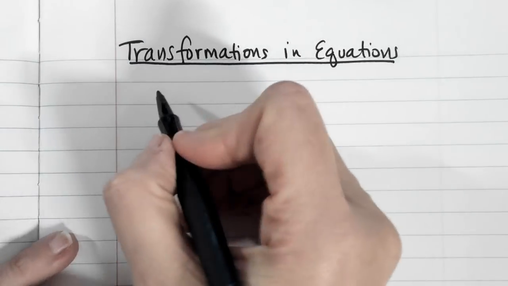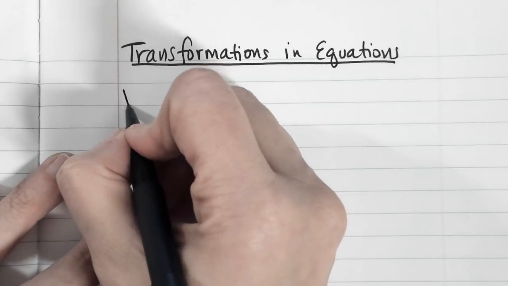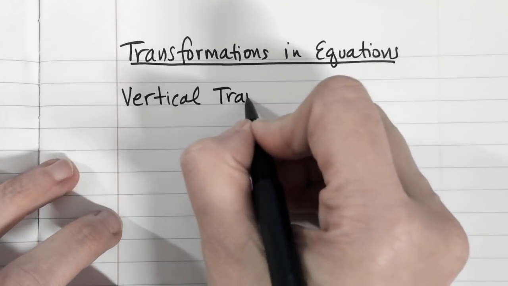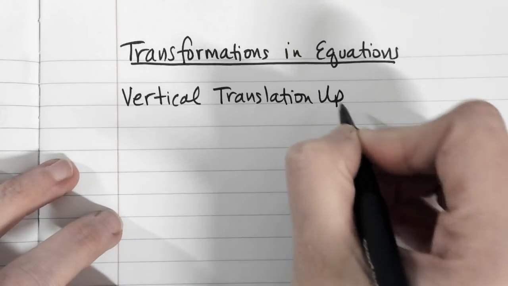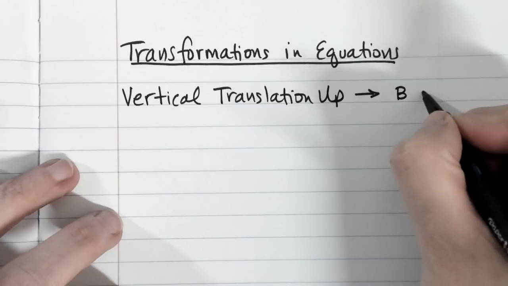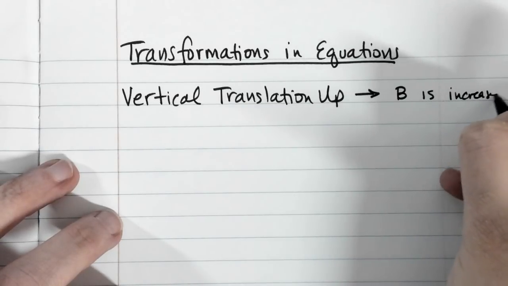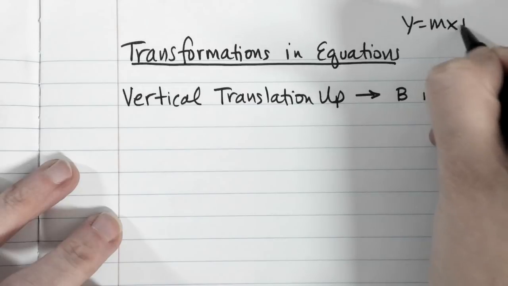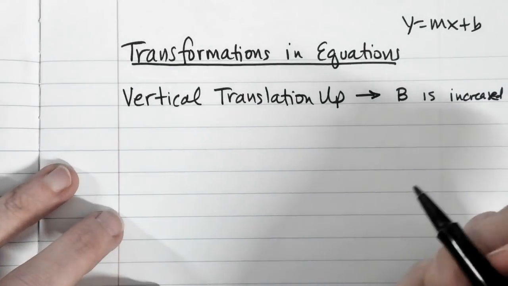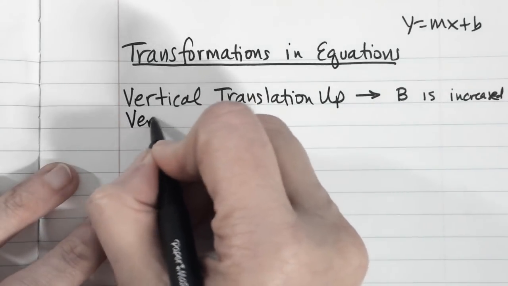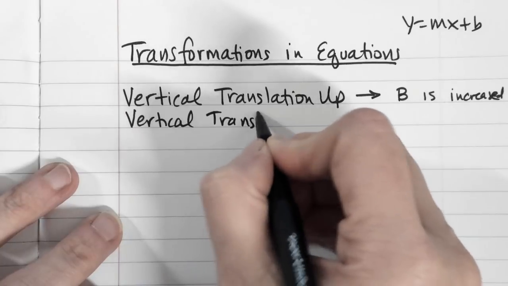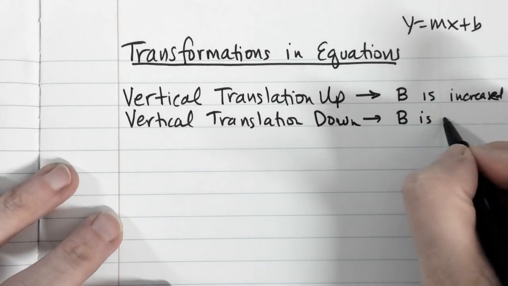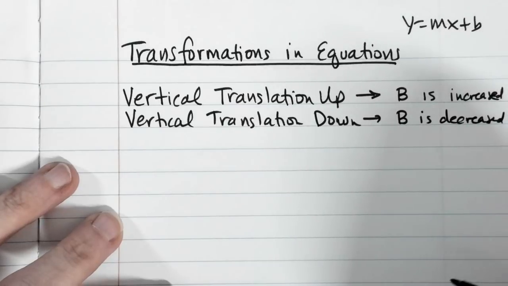Okay. So all the changes that we're learning right now are vertical. If I see a vertical translation up, that means that B is increased. So in y equals mx plus b, the B value is increasing. It's getting bigger. If I see a vertical translation down, that means that B is decreased. So B is getting smaller.